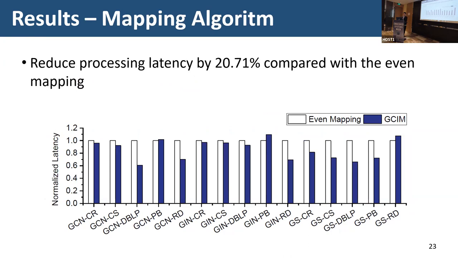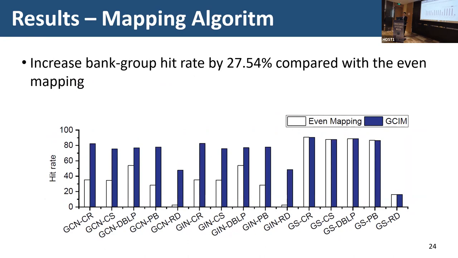GCIM can also increase bank group hit rate by 27% compared with the baseline. This is mainly due to adopting the locality-aware graph partitioning.